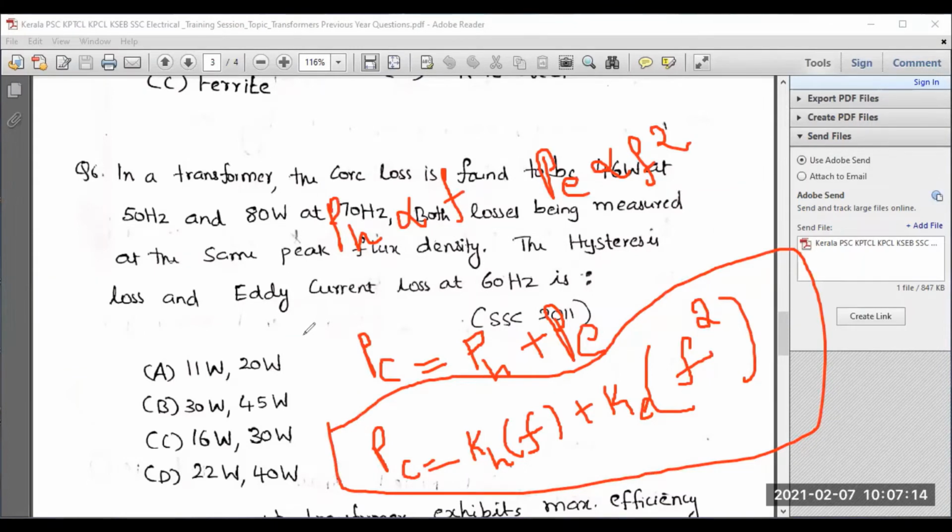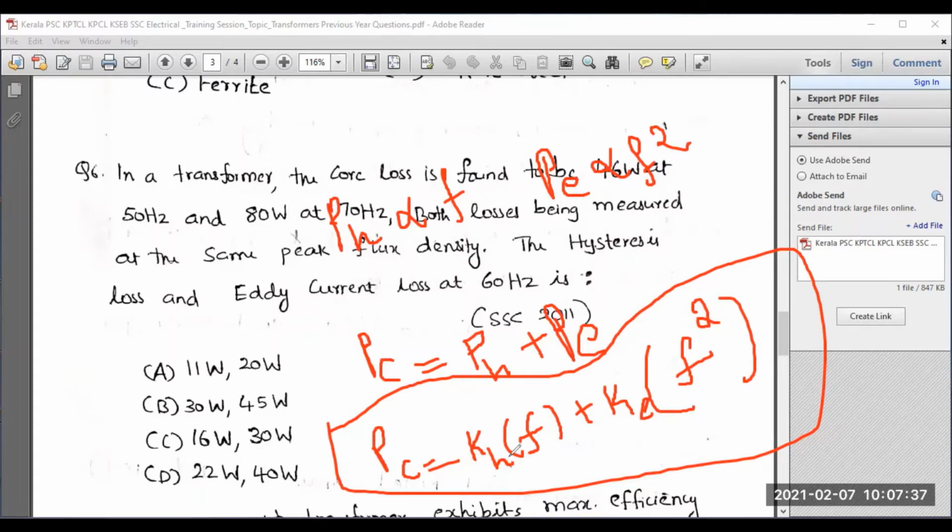Now what you can do is, first you have to calculate the values of KH and KE. Anyway, frequencies are available in the question. You have to frame two equations. There are two conditions, correspondingly two equations have to be formed. Later on, you have to calculate KH and KE. I will show you how to make out this. Our ultimate goal is to calculate KH and KE.